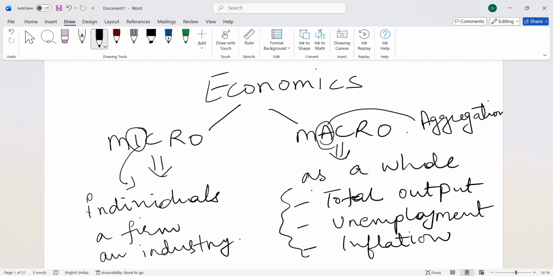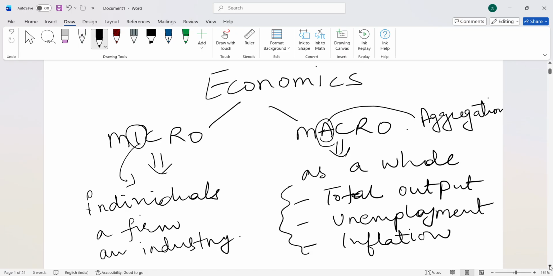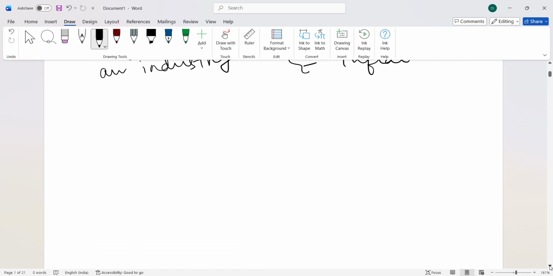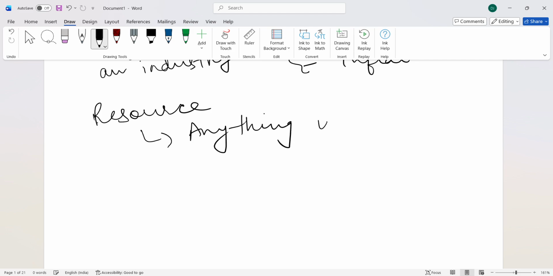Then we come to another term which is actually very important in economics, and that is resource. So what do you understand by a resource? A resource is anything useful. In very simple language, a resource is anything useful.